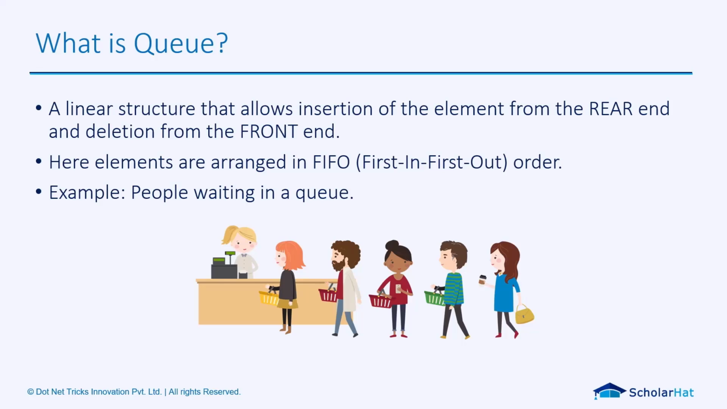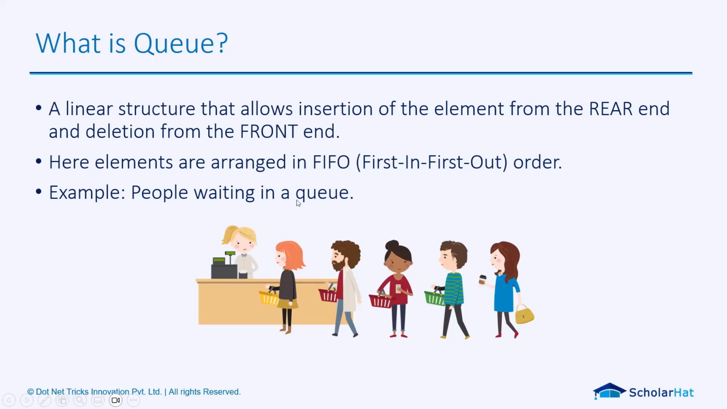So there are two ends. Unlike the stack, where we delete and insert from the top only, in a queue there are two ends. From the front, elements are deleted, and from the rear, they are inserted. So it works on the principle of FIFO, first in, first out. Whichever came first is going to be deleted first. It's unlike the stack, which is last in, first out.